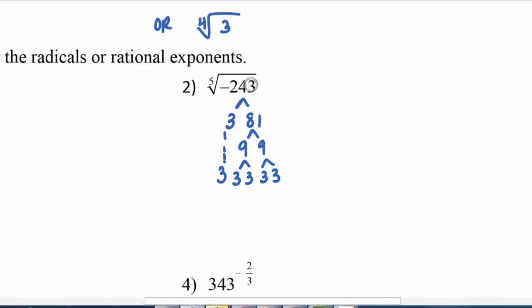So this was a negative 243, and you're allowed to have a negative if it's a fifth root. Because it's odd, these really are all negative: a negative times a negative is a positive, then you have another negative, a positive, and then you have a negative. So that's how we get this to be negative. So here's my group of 5, which means I can bring that out front to just be negative 3. There's nothing left over, there's nothing I didn't circle, so the radical disappears.